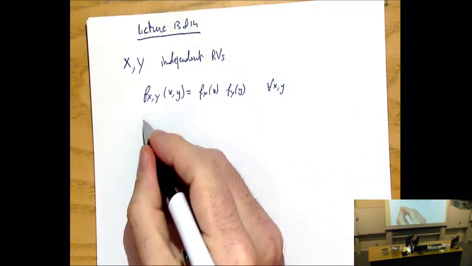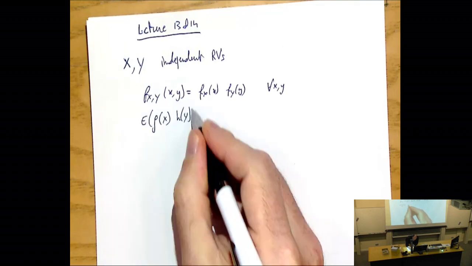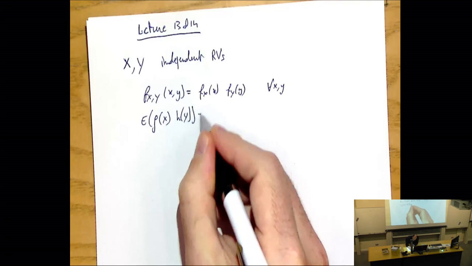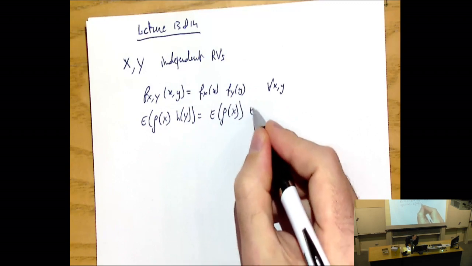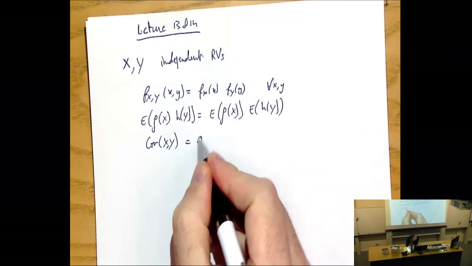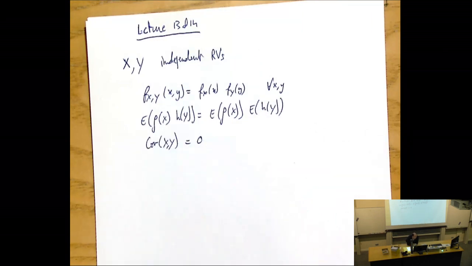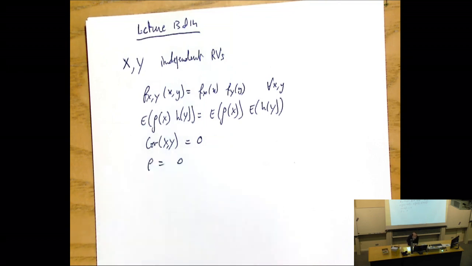If you have the expectation of a product of a function of x and a function of y, this is equal to the product of the expectations. The covariance was equal to 0, right? And we say if they're independent, the covariance is equal to 0, or the correlation is equal to 0, but the inverse is not necessarily true. It's not because they are uncorrelated that they are independent, right? So that was a very important point.